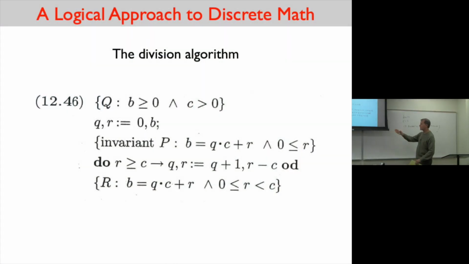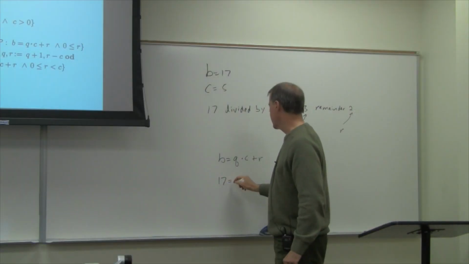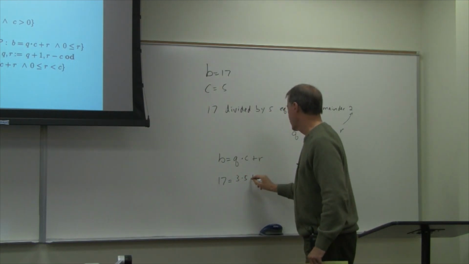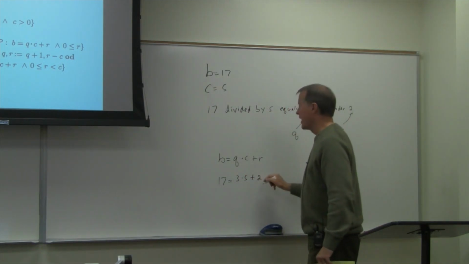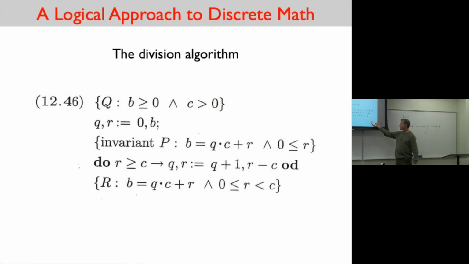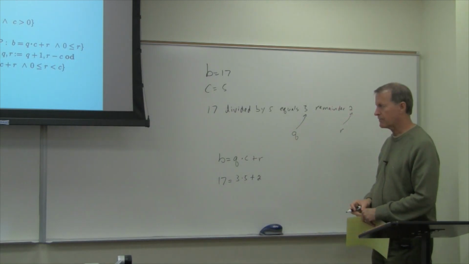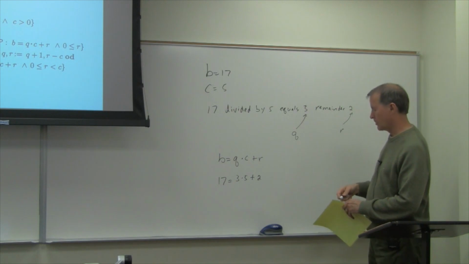Does everybody see that? So look at what the postcondition says. The postcondition says B equals Q times C plus R. So in this particular example, 17 equals 3 times 5 plus the remainder, which is 2. And notice that we want the remainder to be greater than or equal to 0, but strictly less than C. This remainder has to be strictly less than 5, right? So this is an example of what the division algorithm would compute.